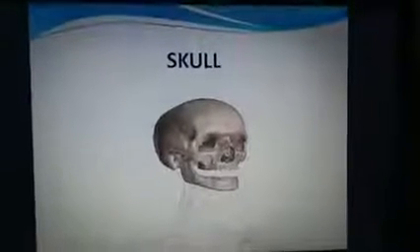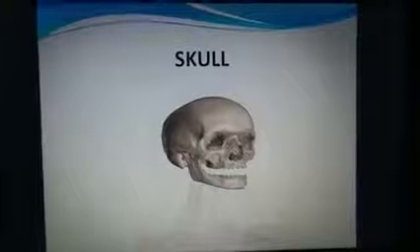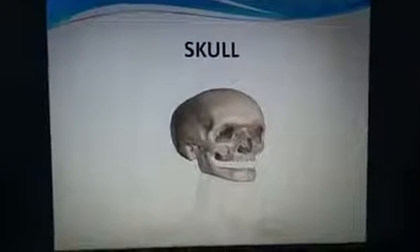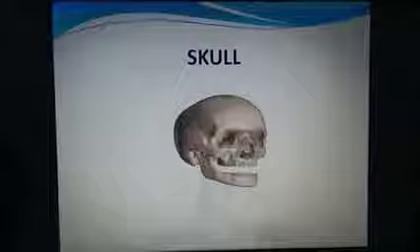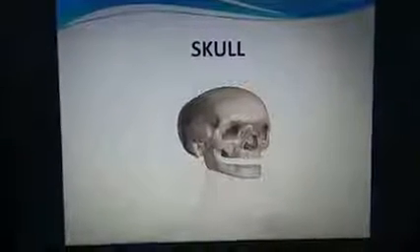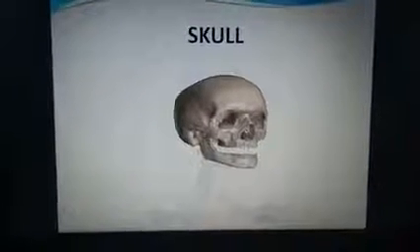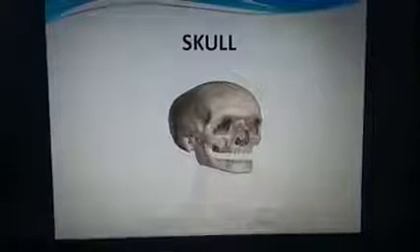Skull. So the skull is made up of 8 bones joined together. It is formed like a small box. It is the covering for the most delicate organ of the body, that is our brain. It protects the brain from any kind of injury or shock.